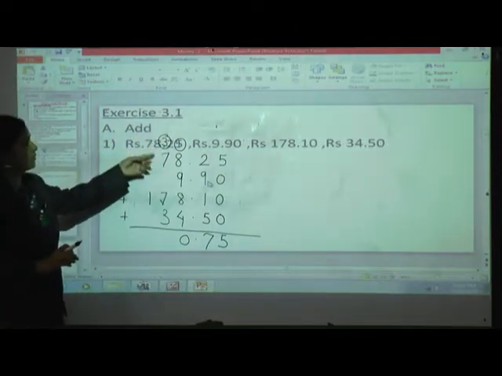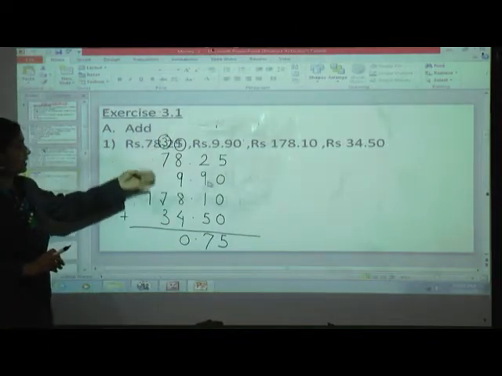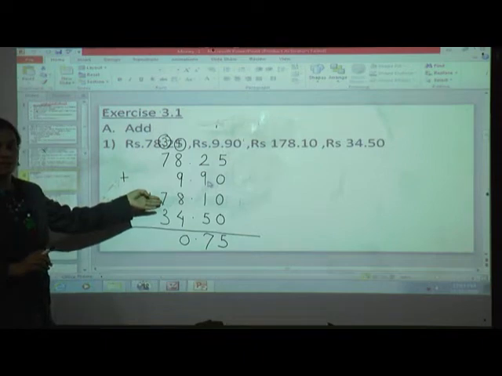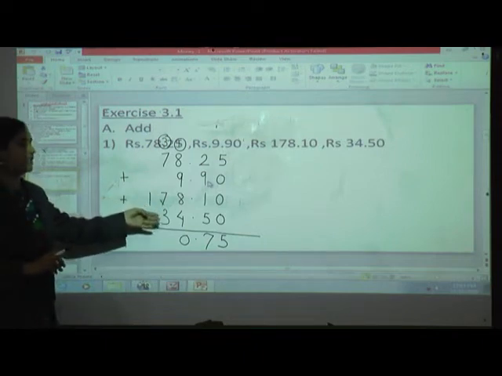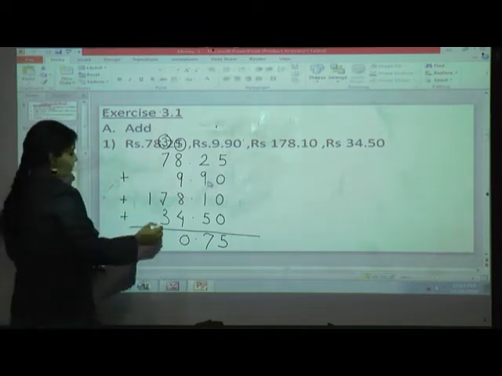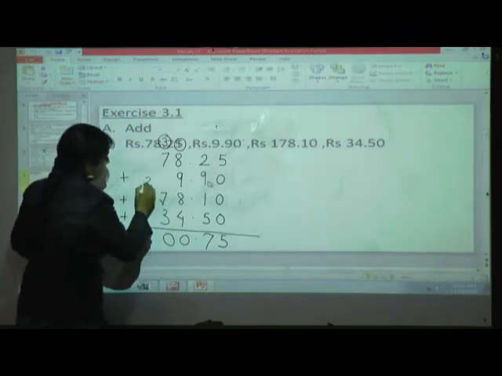Now 3 plus 7, 10. 10 plus 7, yes students, 17. And 17 plus 3, 20. Very good. So carry 2 here.